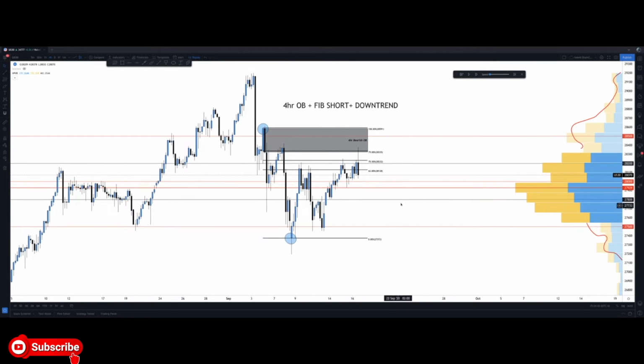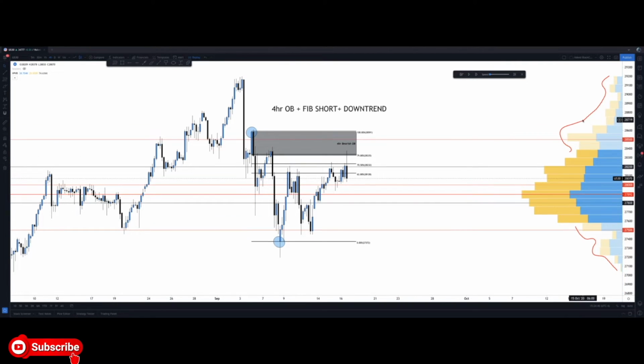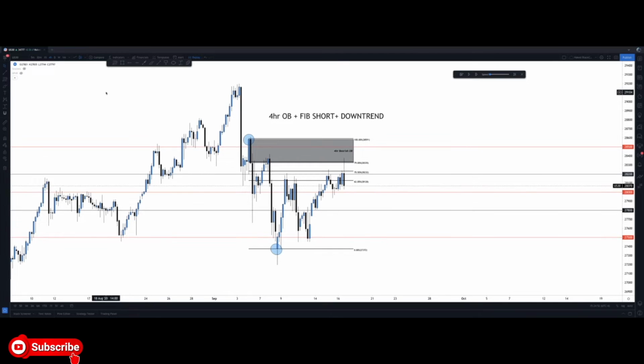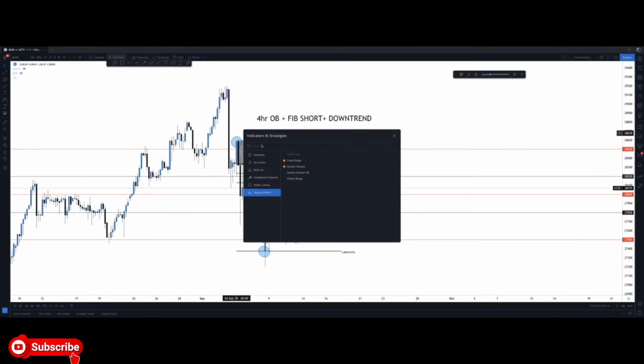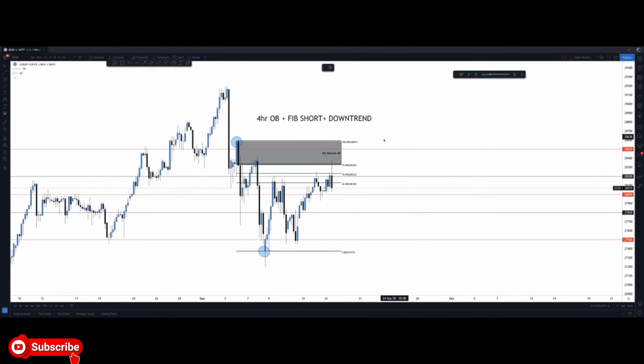But you get the idea. The lower the candles, the smaller the candles, the less volume is in that area. And the higher the candle, the more volume is in that area. So I'm going to take off this one, and the volume profile that I'm going to be using today is the fixed range.